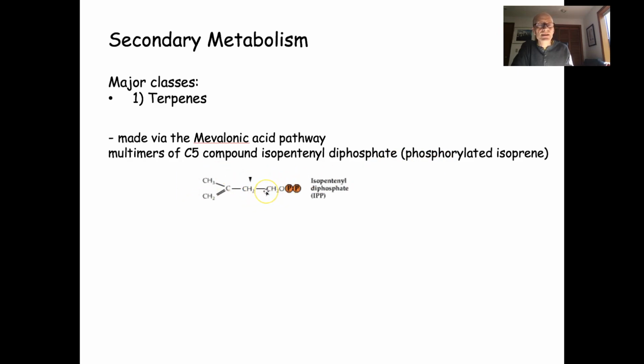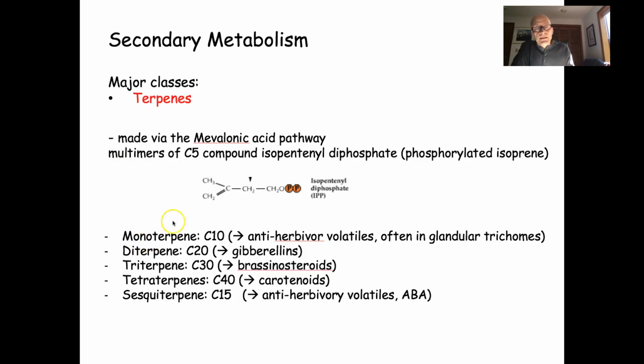So you'll see that all these terpenes have multimers of these C5 structures, and I'll point some out, but it's always a good way to identify a terpene by looking for these multimers of 5s. So some of these terpenes are then classified by the number of multimers of 5. So you have the monoterpenes that have just 10 carbons. You have the diterpenes that have 20 carbons. Triterpenes, tetraterpenes, and then sesquiterpenes are 15 carbon compound containing terpenes.